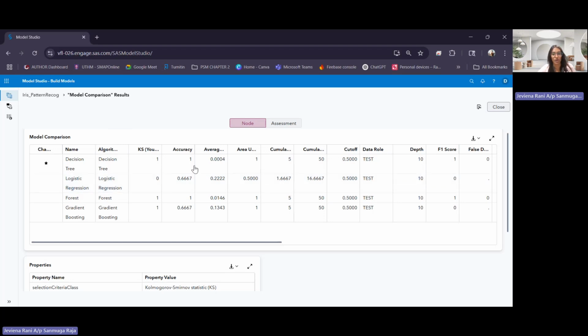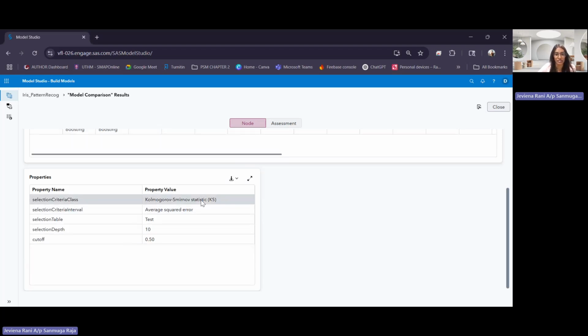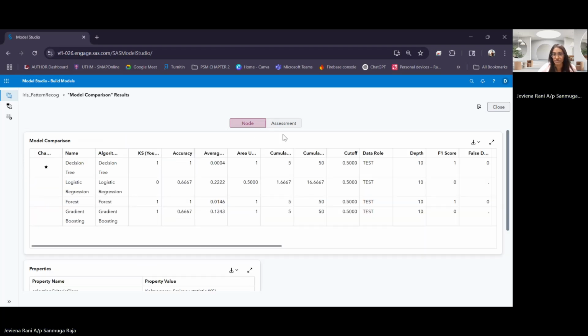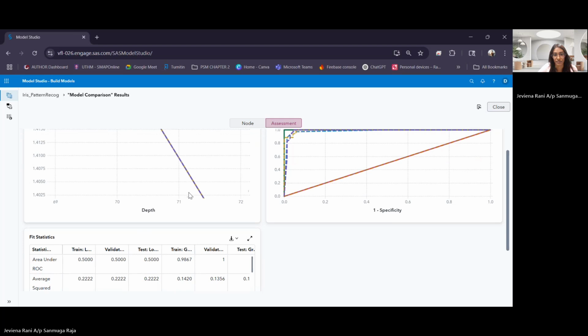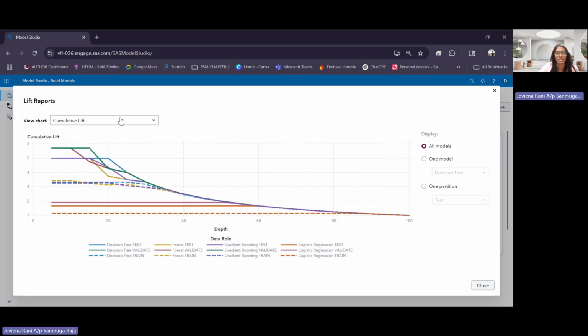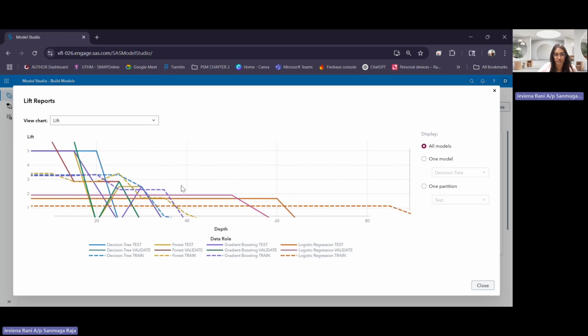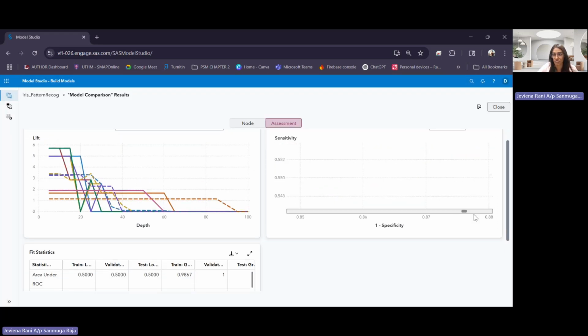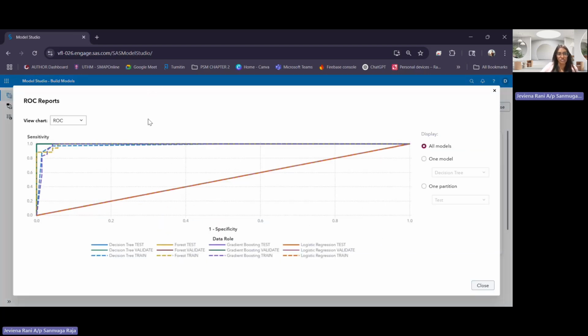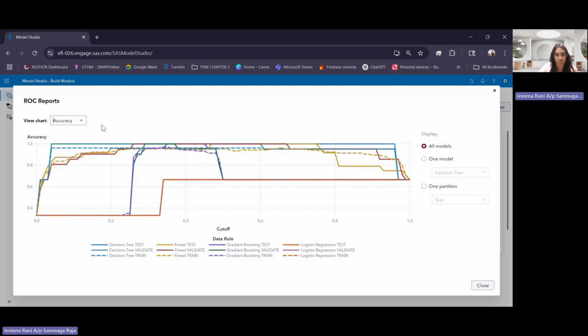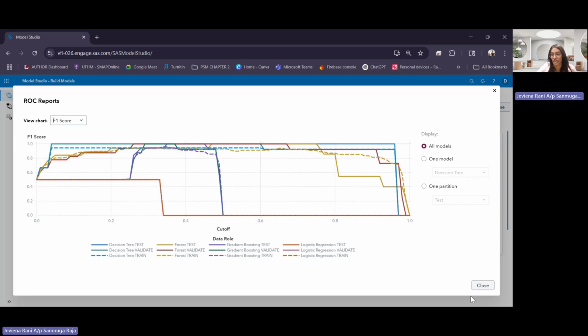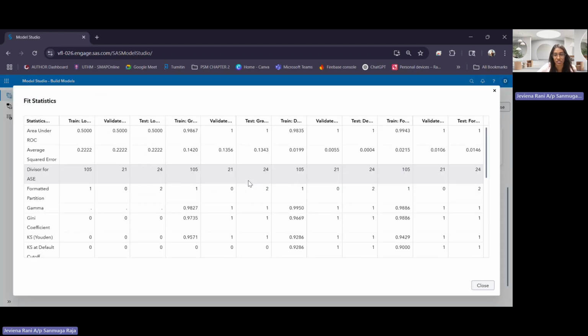Yes, so decision tree is the champion model, which shows that it has the highest accuracy rate, and these are the properties, the KS statistics, and it is tested using ASE. Basically, this is to show the cumulative lift of all models. This is the lift using all data sets, each model. So this is the ROC chart for all models, the accuracy chart for all models. As you can see, the decision tree's charts are on 1 because of the accuracy of the model, and the F1 score is also the same. This shows decision tree has the highest accuracy rate, and this is the fit statistics to support the results.